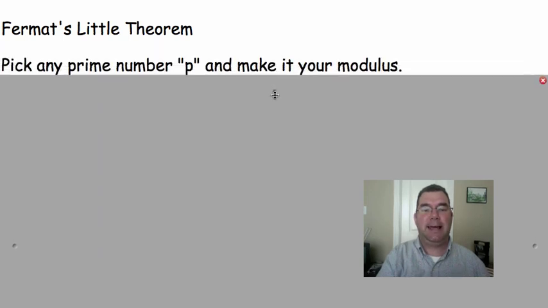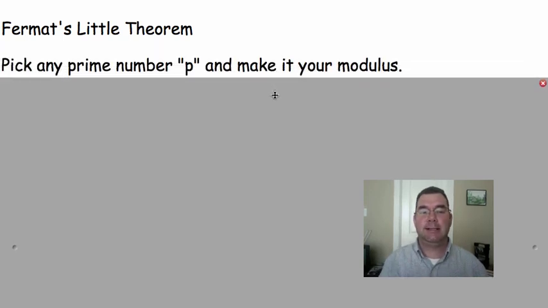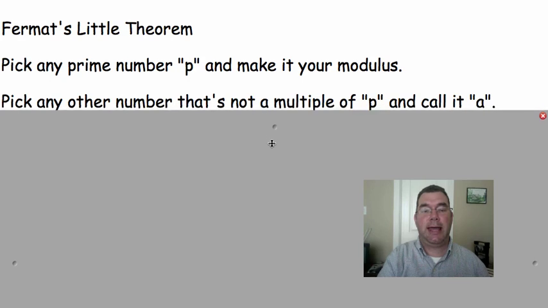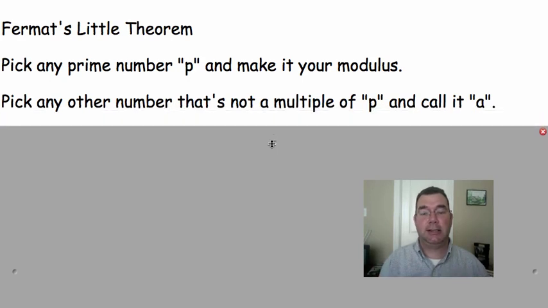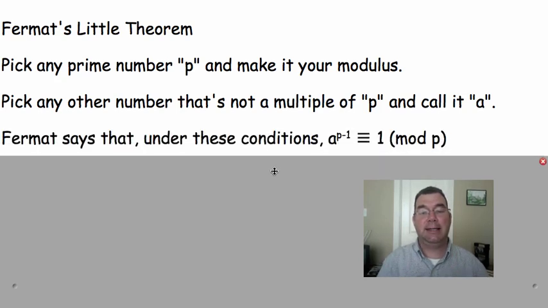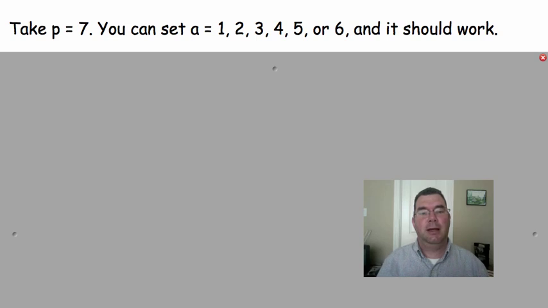What Fermat said about modular arithmetic was, let's take any prime number and make that my modulus. And if I pick another integer, a, as long as it's not a multiple of p, then this rule will apply. If all of those requirements are met, then a to the p minus 1 will be congruent to 1 mod p. Kind of a powerful theorem, kind of a confusing theorem when you read it at first, but let's talk about an example of how this works.